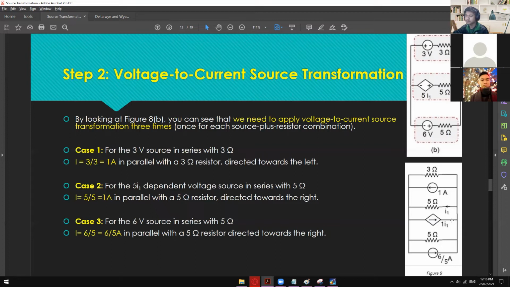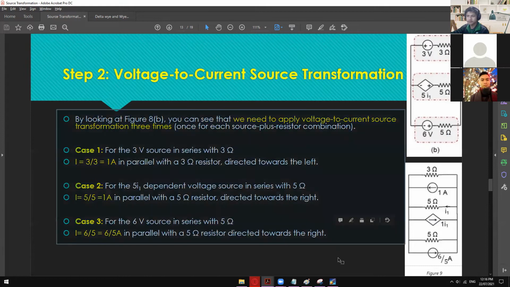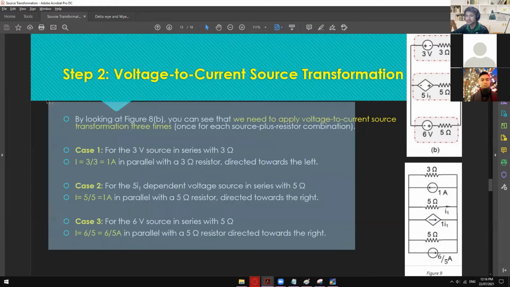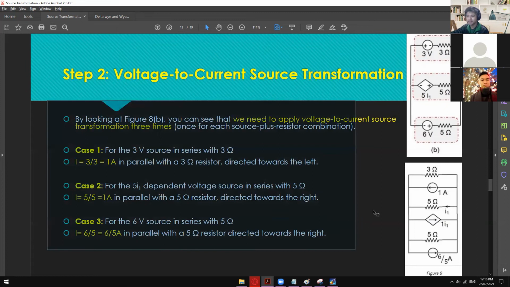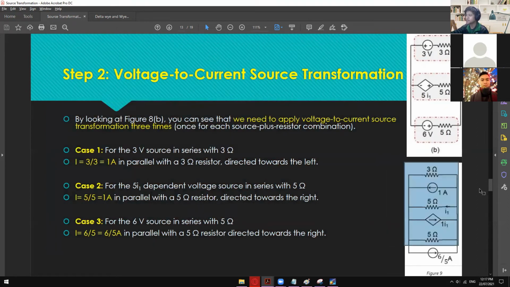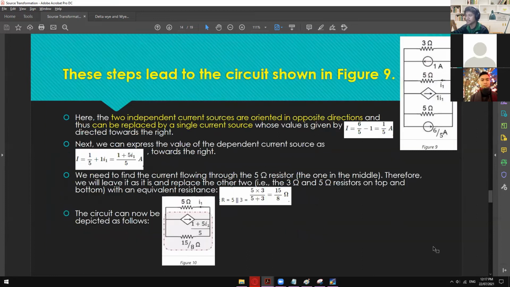So, how was it? Were you guys able to get this one? Yes, sir. Nagets po. Okay. Just in case you weren't able to get it, the explanation is on this left side right here. After this, of course, we can now add those currents. So from here, we can add this one and this one. So 6 over 5, okay.